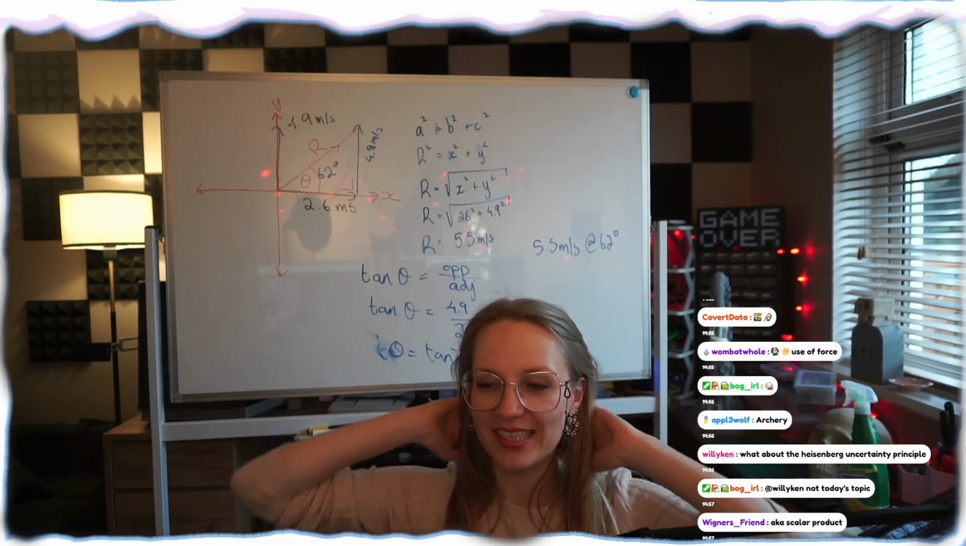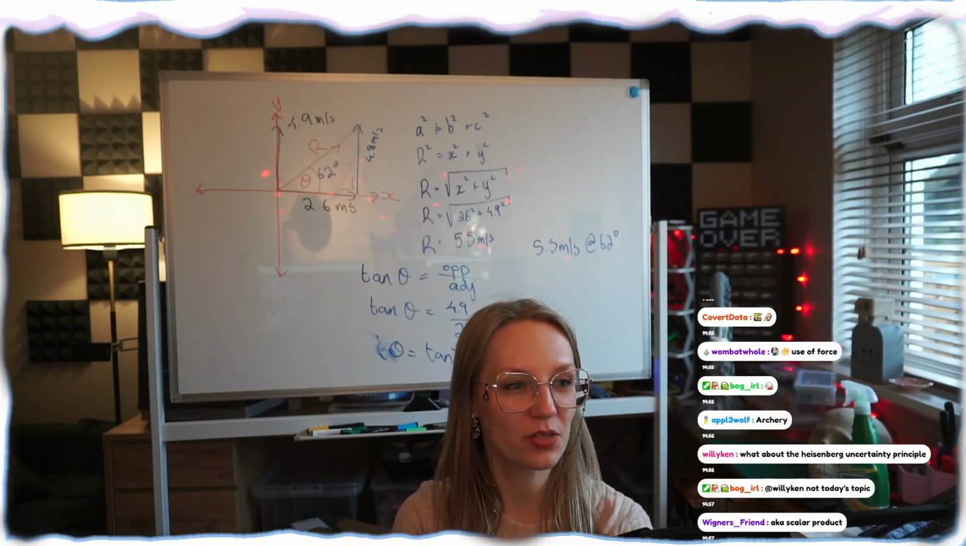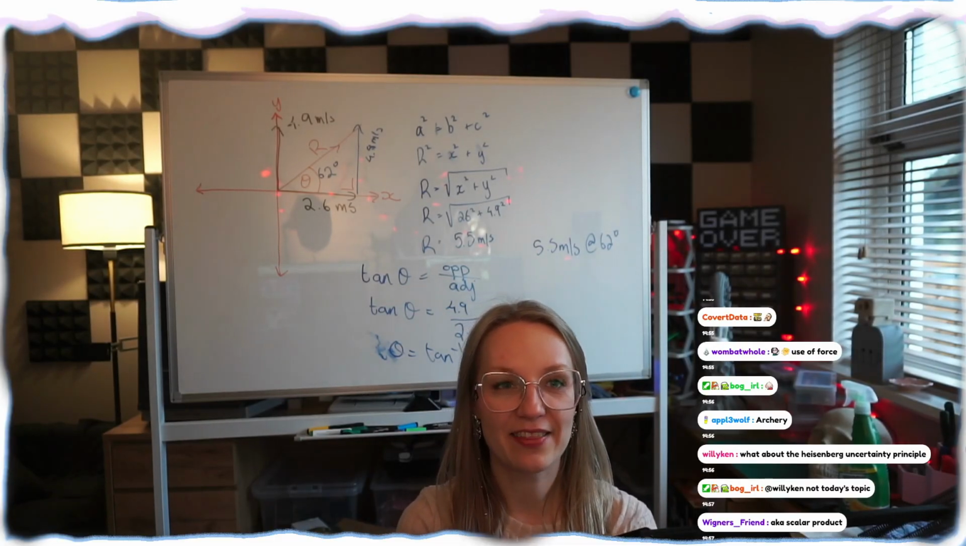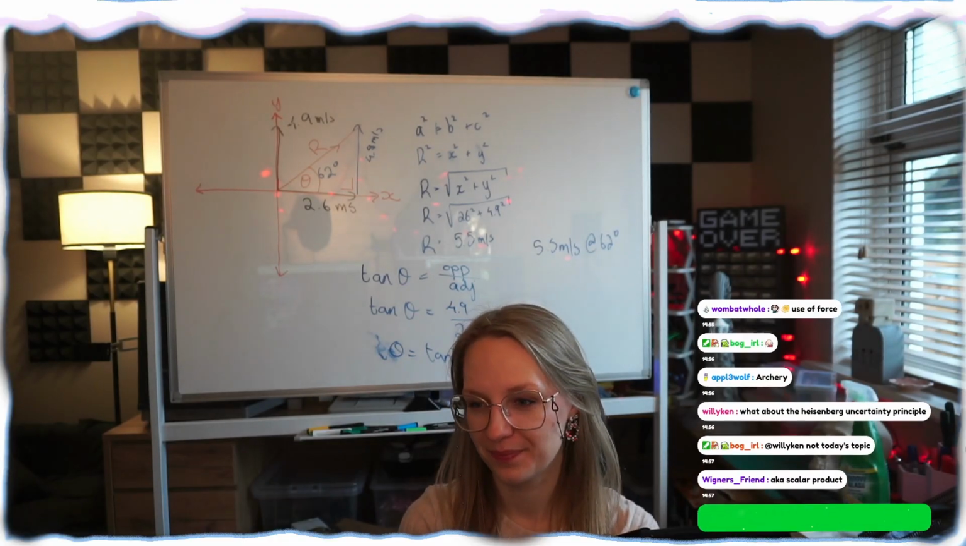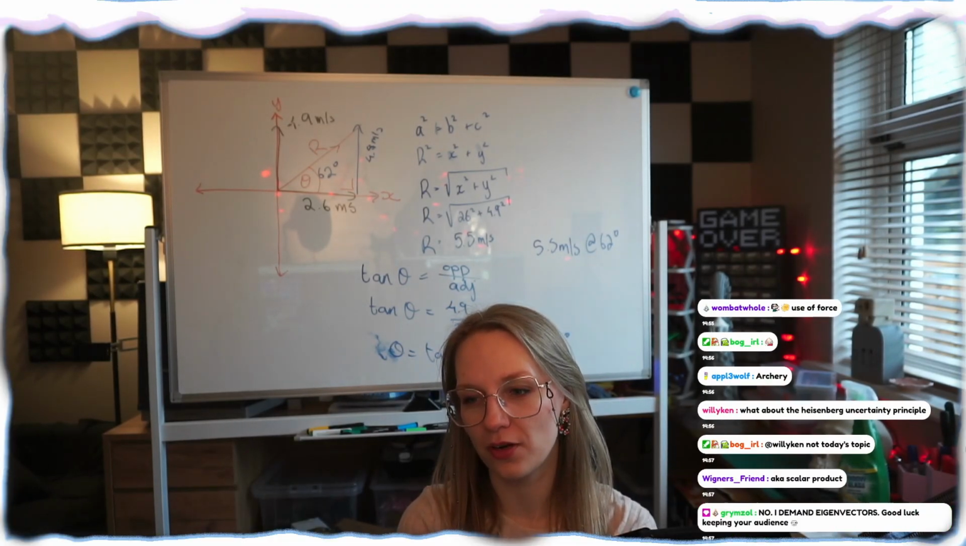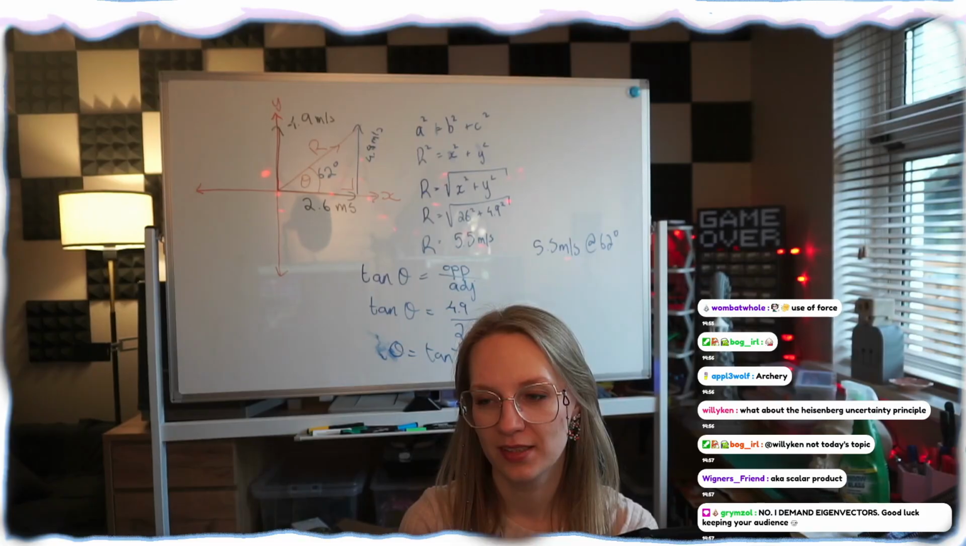The scalar product, that's right. So the dot product, we're going to get a scalar value out of it, and then the cross product, spoilers, is going to give us a vector output. Oh, eigenvectors. Eigenvectors. Thank you.